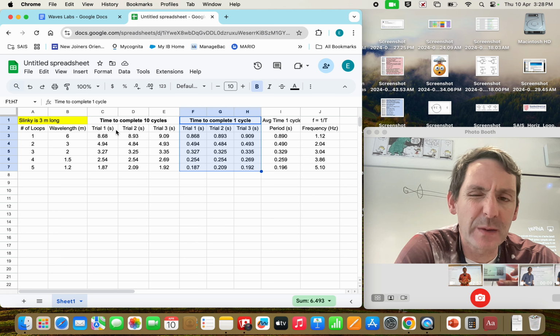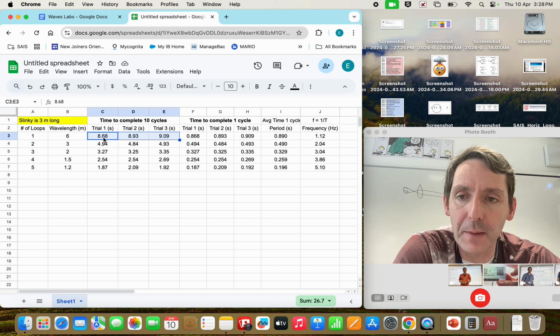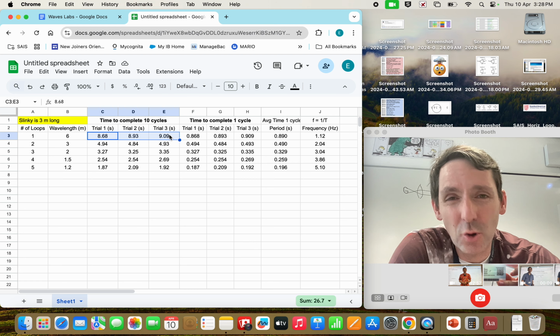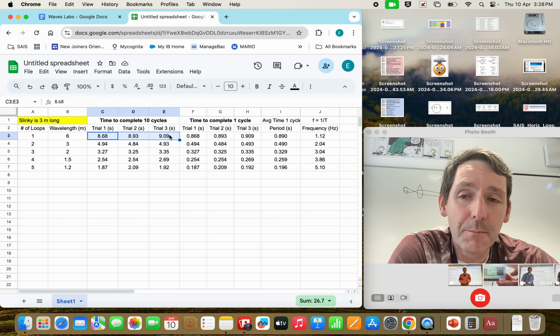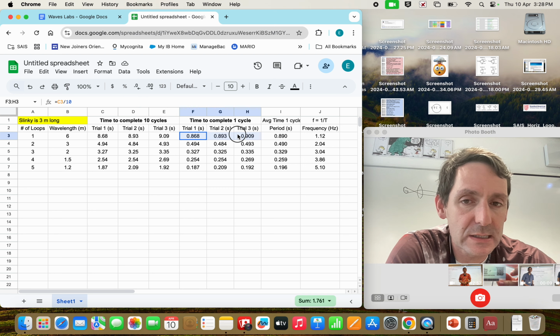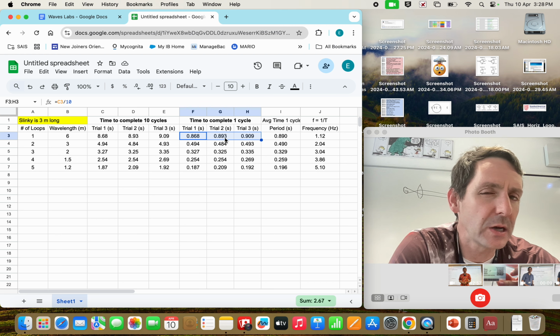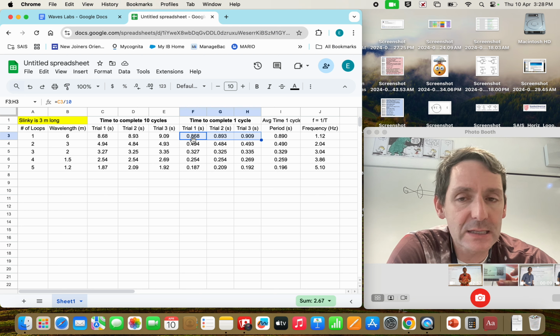Now I do this on purpose because you'll notice right here, the uncertainty between my data points goes all the way from 8.68 all the way up to 9.09. Okay, so that's about 0.4, so it's plus or minus about 0.2. That's a normal uncertainty for using a stopwatch, about 0.2 of a second. But when I divide that by 10, you'll notice that now the uncertainty is 0.02. And so therefore, my numbers are much closer together. I'm actually a little bit more precise. Those errors don't have such a big effect on my final results. And so that's why I've done it this way.